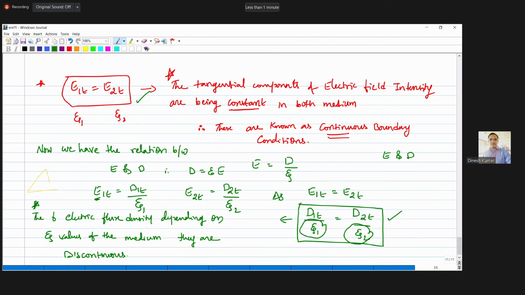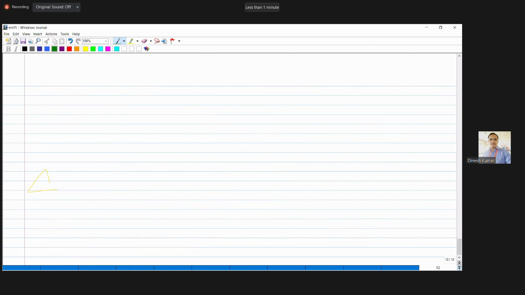Here we have derived only the tangential components. Similarly, we have to go for the normal components.